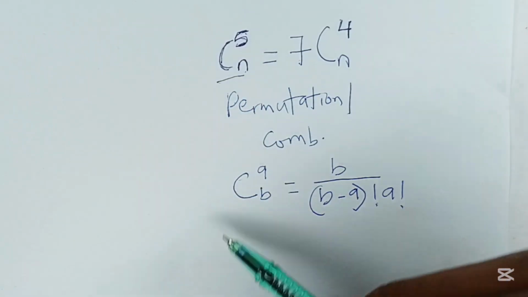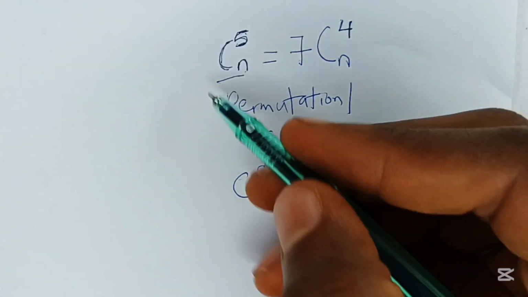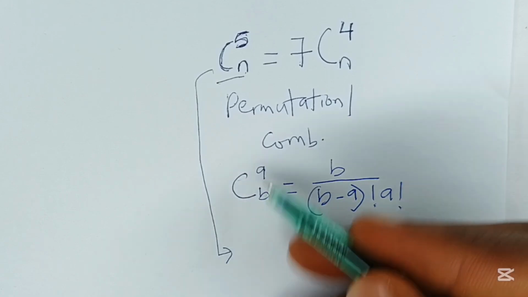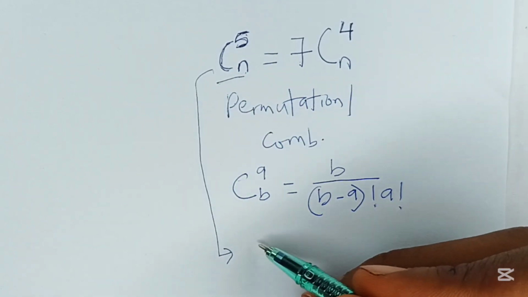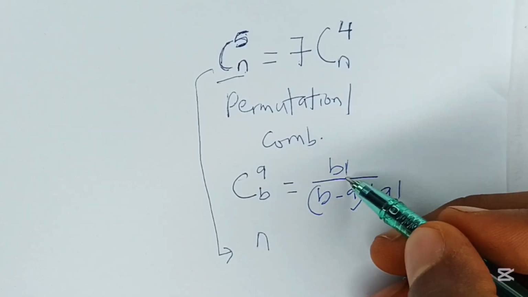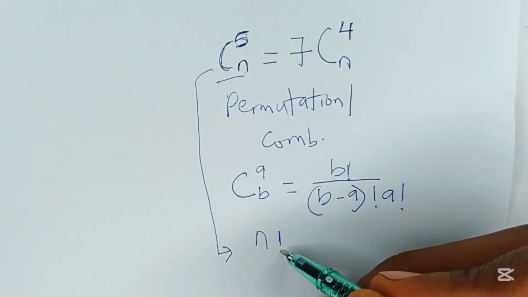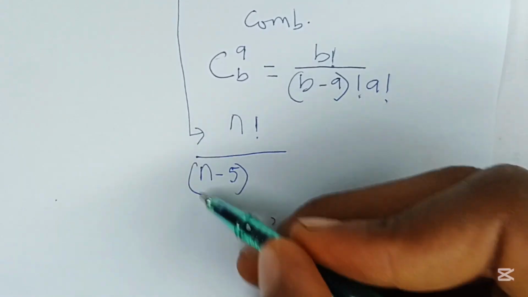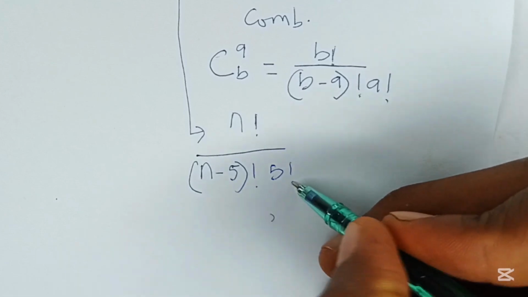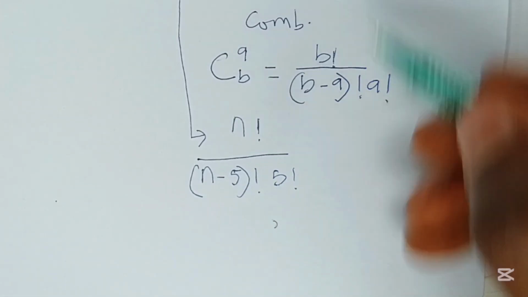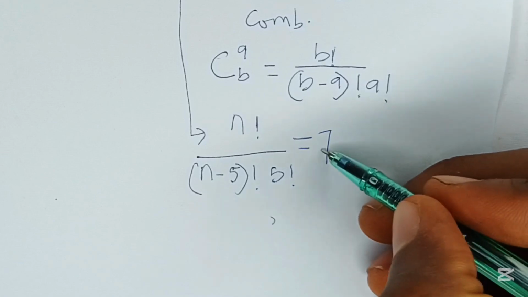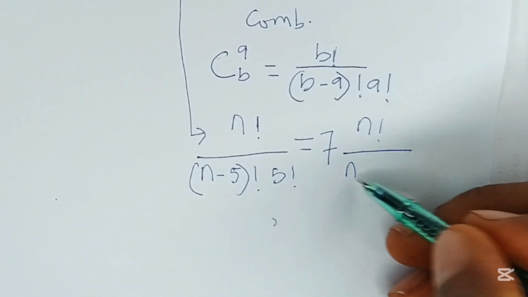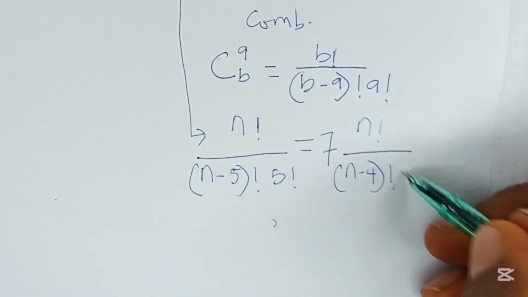Hence the left side becomes n factorial divided by n minus 5 factorial multiplied by 5 factorial. This side will become equal to 7 multiplied by n factorial divided by n minus 4 factorial, 4 factorial.